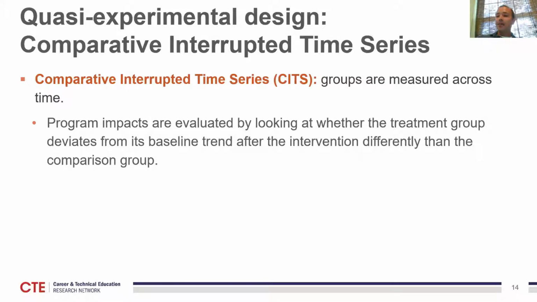Comparative interrupted time series is also considered a strong quasi-experimental design where treatment and comparison groups are measured across time, and program impacts are evaluated by looking at whether the treatment group deviates from its baseline trend after the intervention differently than the comparison group does. So is there greater growth in outcomes in the group that's treated than in the group that's not? Again, we'll have a session on this method later in the training as well.